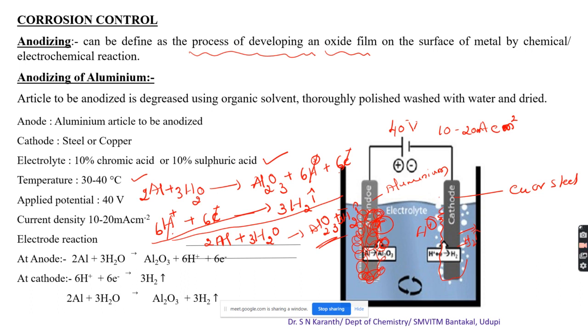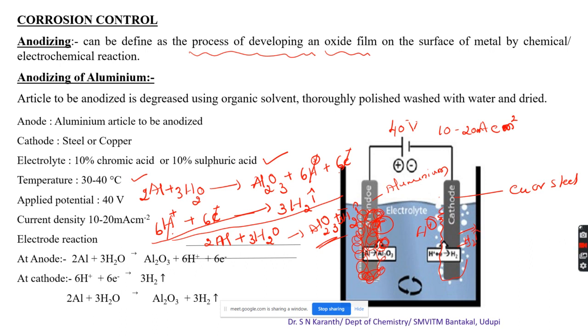So here in the anodizing process, the article to be anodized is taken as anode, then steel or copper is taken as cathode, then the electrolytic process is carried out at a temperature of 30 to 40 degrees Celsius, a potential of 40 volt, and a current density of 10 to 20 milliampere per centimeter square.